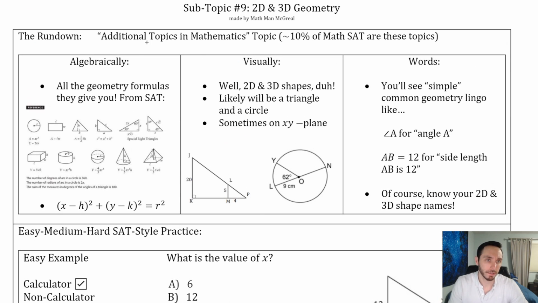Oh, okay, wait, let's actually look at it. Algebraically, you're given a reference sheet of all these geometry formulas. Wow! So nice of you, SAT, to provide me with all these geometry formulas that are only useful for maybe 10% of the math portion of the SAT. How nice of you. It's like giving you a bunch of tools for a job where only 10% of the job requires those tools, and for most of the other job, 90% of it, you need your own tools.